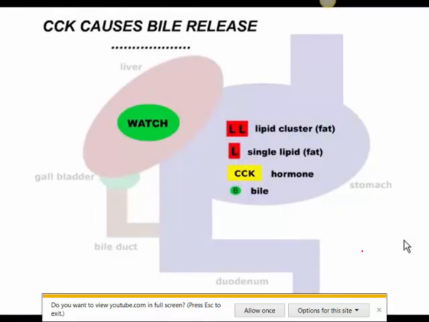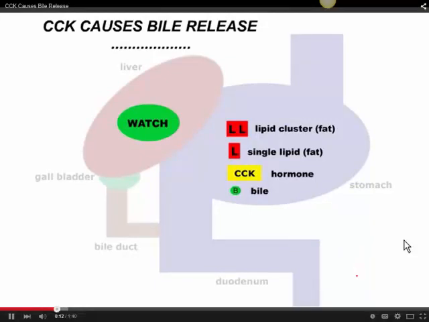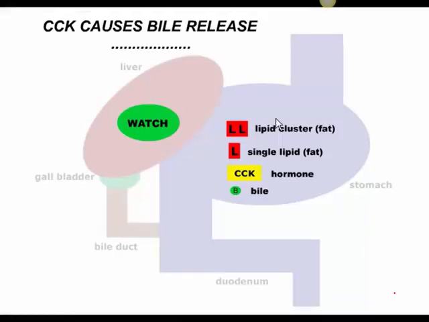Welcome to the tutorial. This time we're going to look at how CCK, which is a hormone, causes bile release from the gallbladder. So first of all, a little bit of digestive anatomy. We've got the stomach here, which has the esophagus that leads into it. And coming out is the first section of the small intestine, the duodenum. Off to the side is the liver here, and underneath the gallbladder, and then the bile duct, which leads from the gallbladder into the duodenum. And that's what carries the bile.